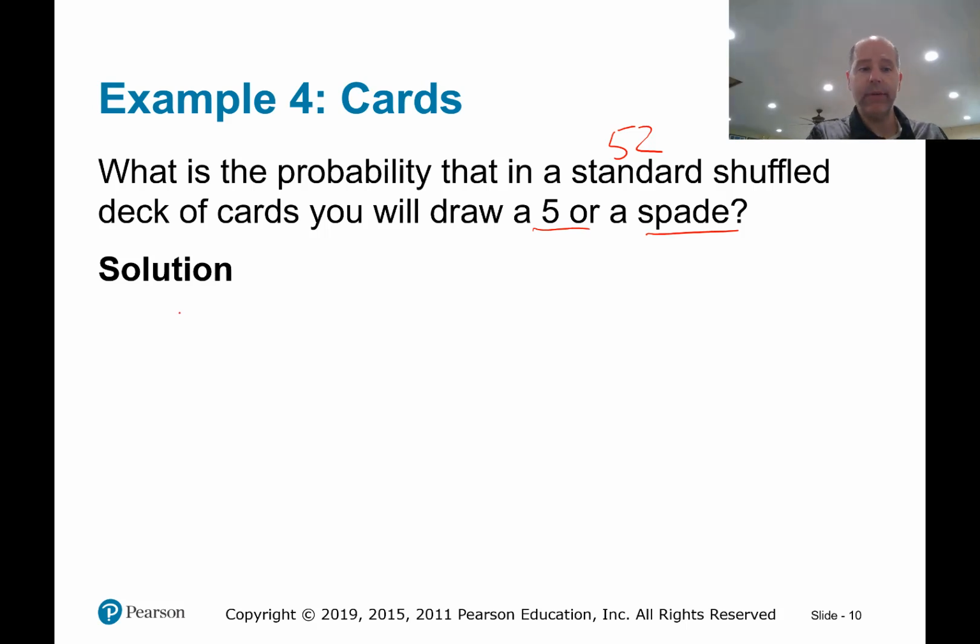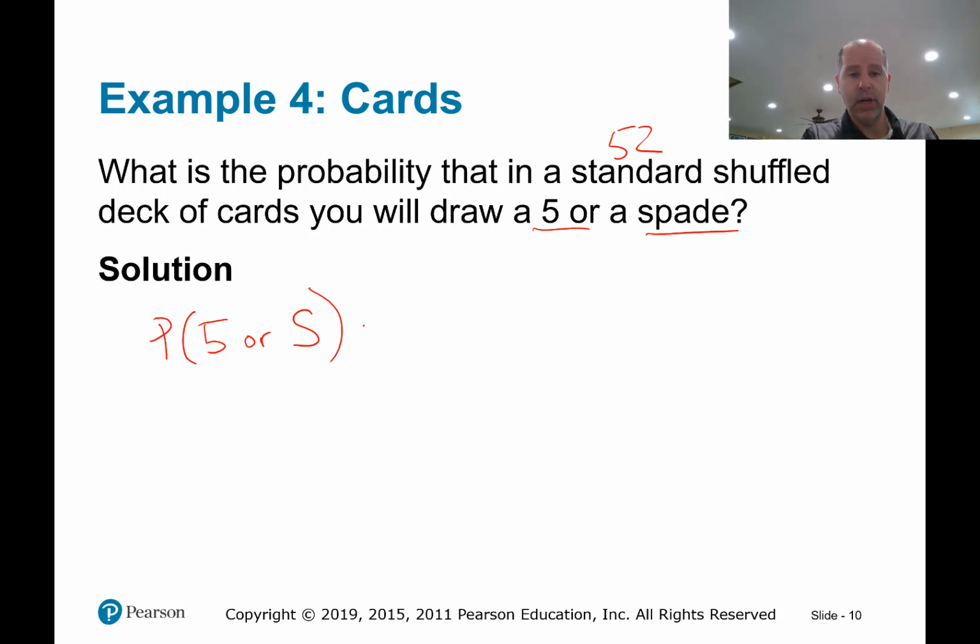Okay, so what do we have to do? We have to use the general rule. So the probability of getting a 5. Now again, this is only with or statements. So anytime you have an or statement, 5 or spade, then you ask yourself, are these two events mutually exclusive? If they are, we use the simplified addition rule. If they are not, we use the general rule. In this case, they are not.